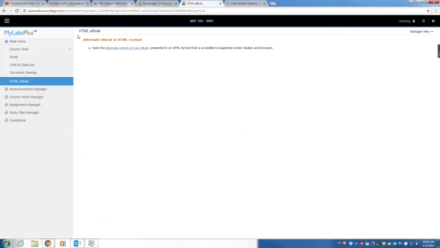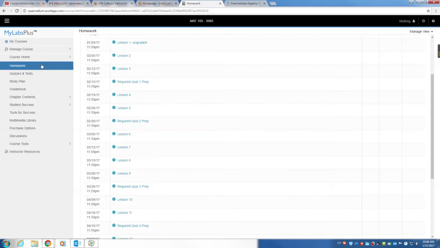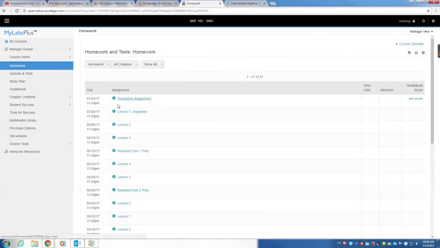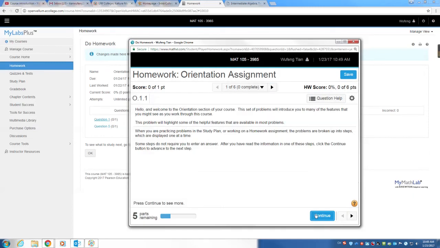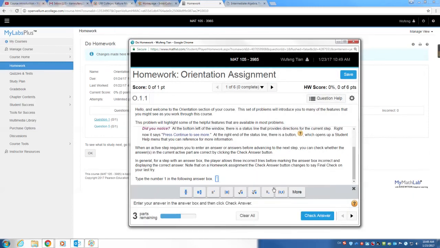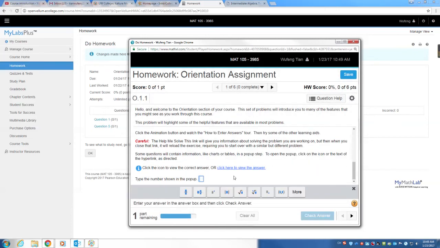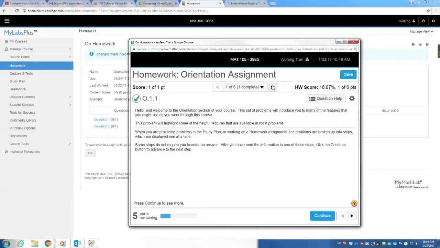All right, so next you need to go to the homework. You can see the first week; this one is going to be due soon. It's going to be very simple. Orientation homework question. Continue. Type 1. Check answer, right. Next one, continue. A pop-up appears. What answer is that? It's 9. Check answer, got it right. Submit the question. Next one.